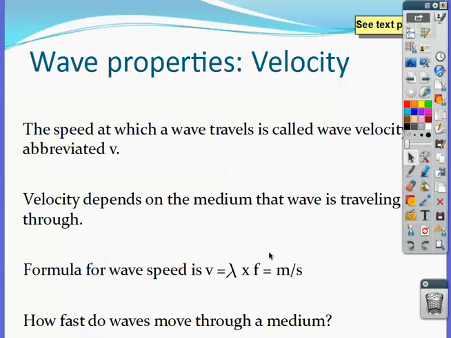The formula that we can use to calculate this is that wave velocity is equal to lambda, or wavelength, times frequency. And since wavelength is measured in meters and frequency is measured in waves per second, we get meters per second. Meters is our distance and seconds is our time portion for our wave velocity. Now, like I said, different waves will travel differently through various media.